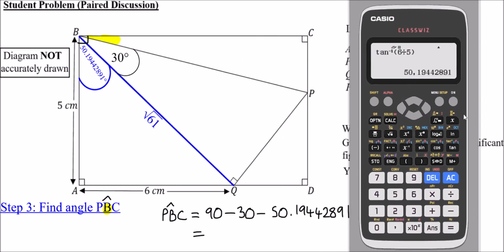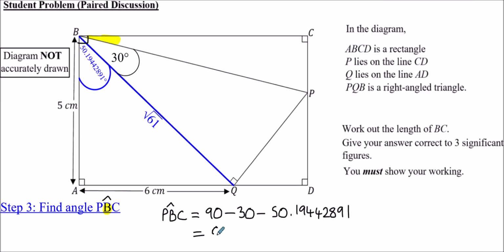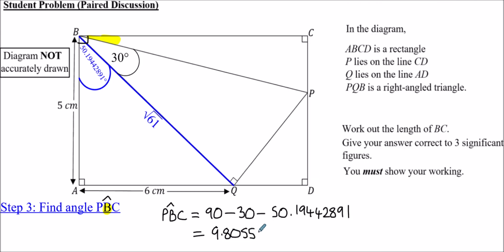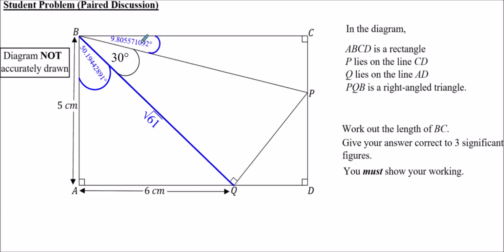This answer's stored. So 90 minus 30 minus that stored answer gives us 9.8055, what were the next numbers? 7, 10, 92. 9.7 1092 degrees. So again, that can be added into your diagram, like so. Next step.